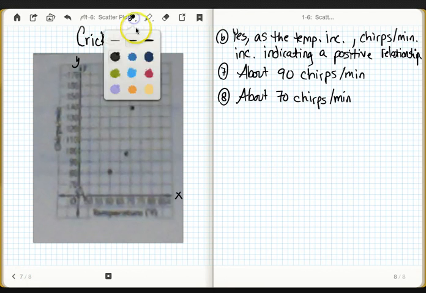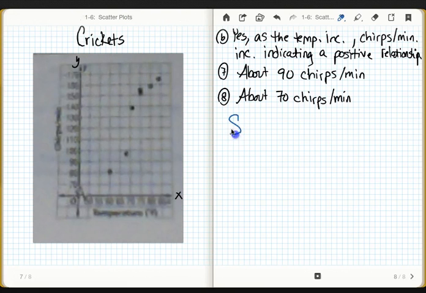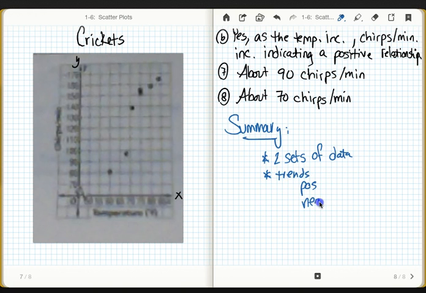So just in summary, scatter plots show the connection between 2 sets of data, and we can analyze what's going on by looking at the trends to see if we have positive, negative relationships or no relationship. With a positive relationship, as X goes up, Y goes up, and with negative relationships, as X goes up, Y goes down.